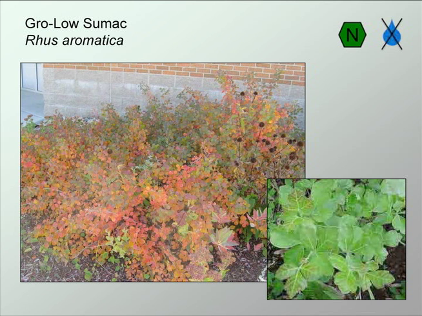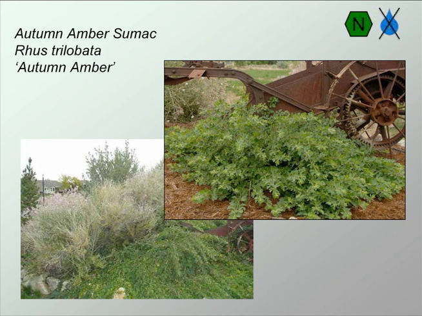The Gro-Low Sumac is another plant that's a great erosion control plant that gives you the red fall color, spreads very low on the ground, only getting about 3 foot tall. So this would be a great xeric, no water, native plant. We have the autumn amber sumac, which is a cousin to that. This one is only 18 inches tall. It tends to lack the fall color that the other one has, but spreads much wider, 10, 12 foot wide in its spread. You can see in the lower picture on the right that it just kind of creeps and crawls along the ground or over anything in its way.